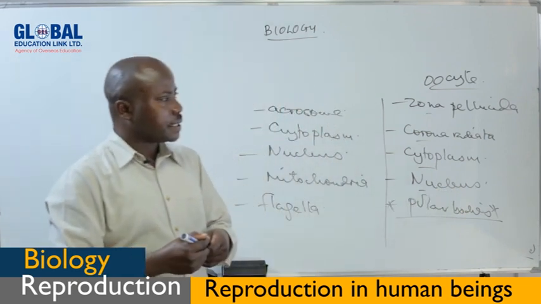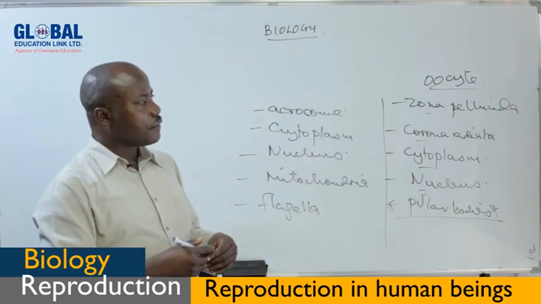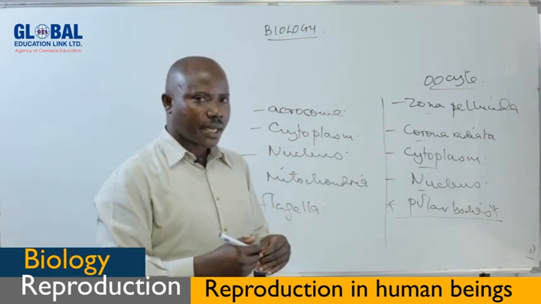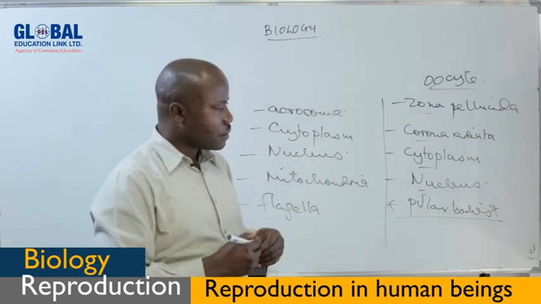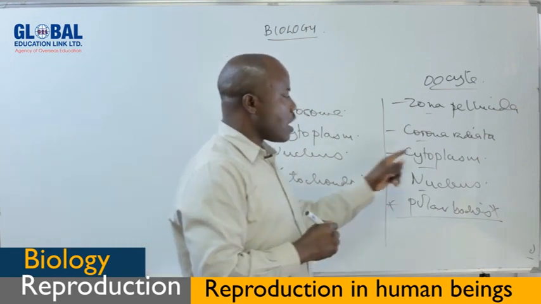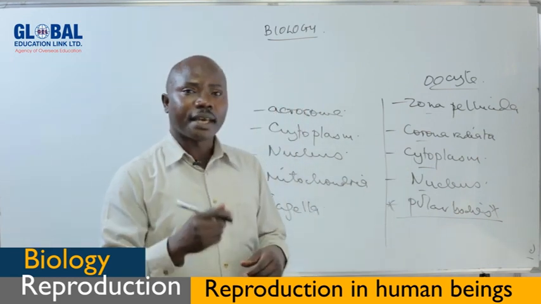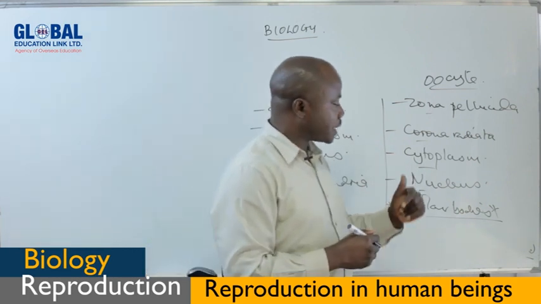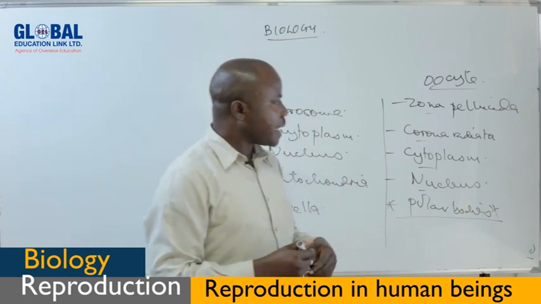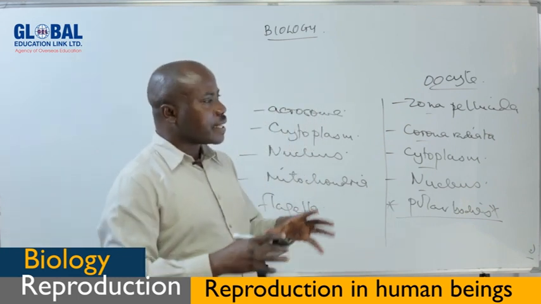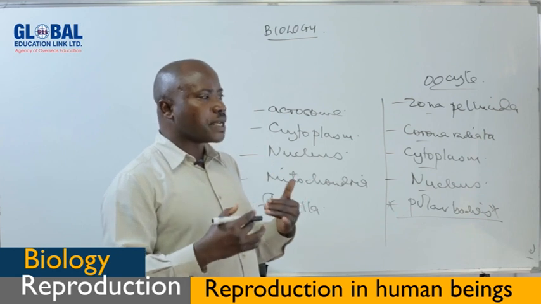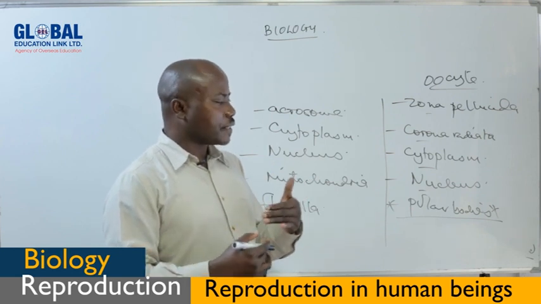Therefore, as I've said, to answer this question, you have to explain what the zona pellucida is and what it is there for. You have to explain the corona radiata and why it is there. You have to explain the cytoplasm and why it is there. You have to explain the nucleus and why it is there. And finally, you'll have to explain how the ovum is modified for effective fertilization.